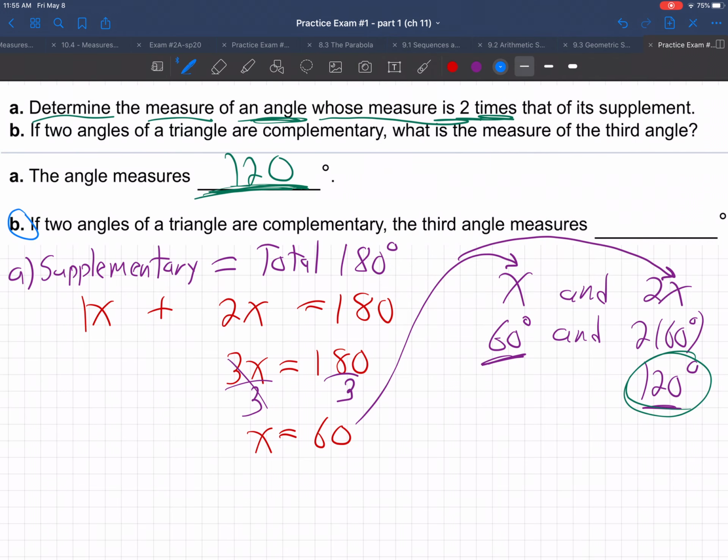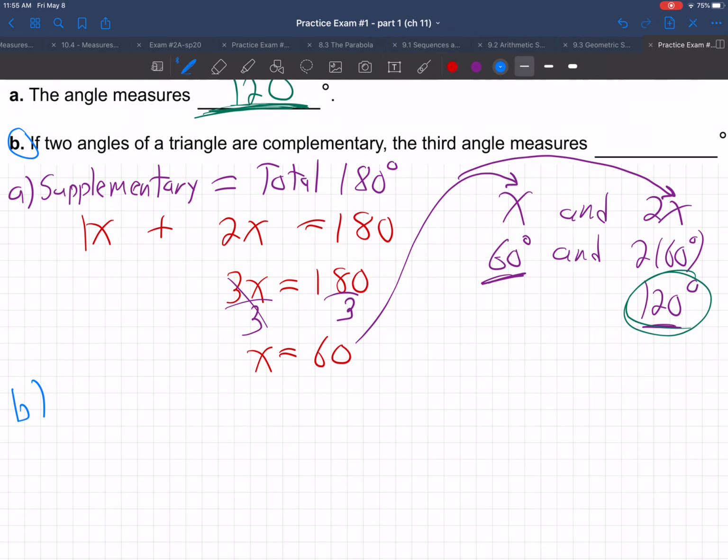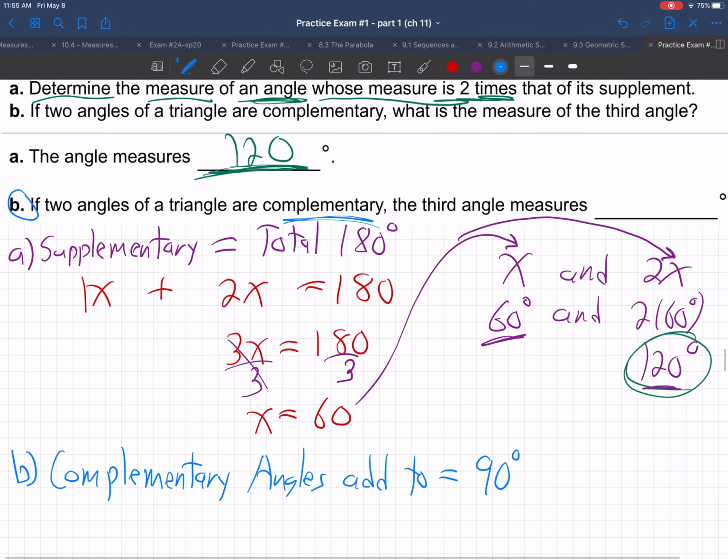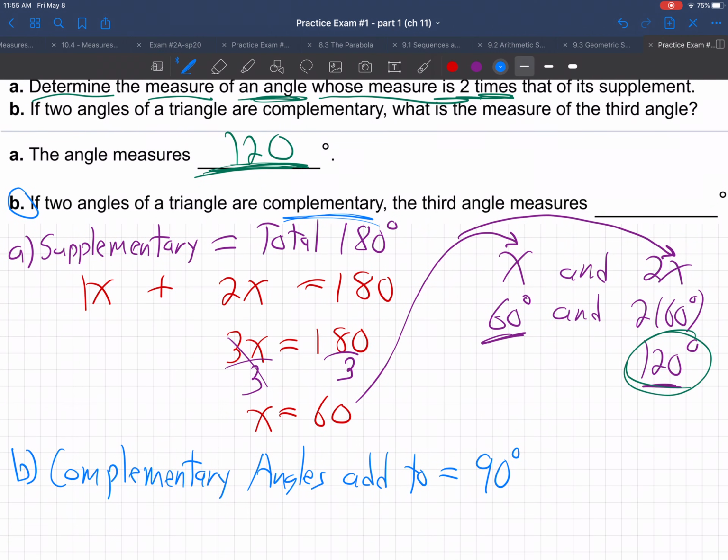So part B, down here. They're talking about two angles of a triangle are complementary. So what does that mean? Complementary angles add to equal 90 degrees. Complementary angles add up to be 90 degrees. Supplementary, 180. So it says two angles are complementary. What is the measure of the third?